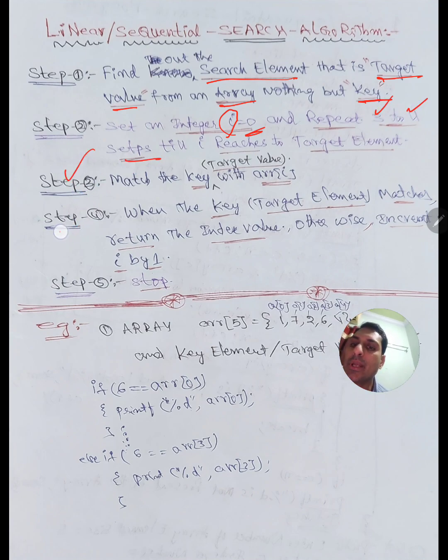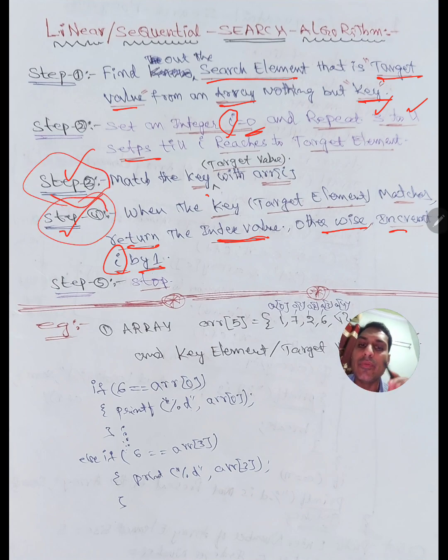Steps 3 and 4 should be repeated until we find the value in the array. Match the key with array of I. Every time array of I will be checked repeatedly, like a for loop, against the target value. When the key or target element matches, return the index value. When we match the element, we return the index value. Otherwise I will be incremented by 1, and it will be repeated. The third and fourth steps will be repeated until we find the element.